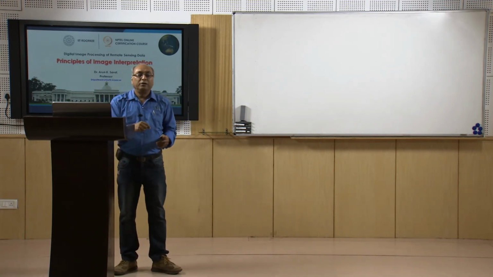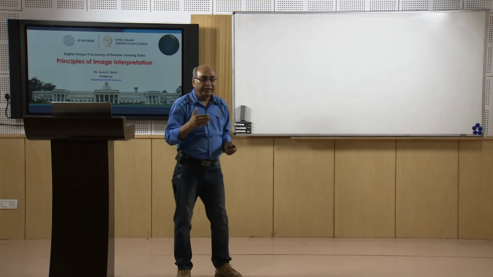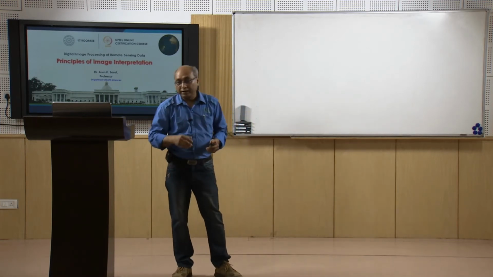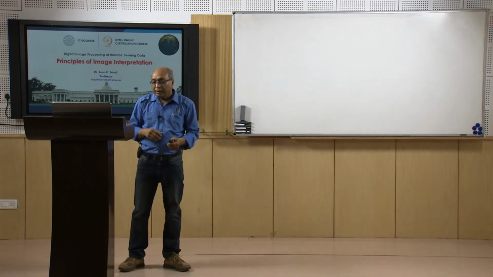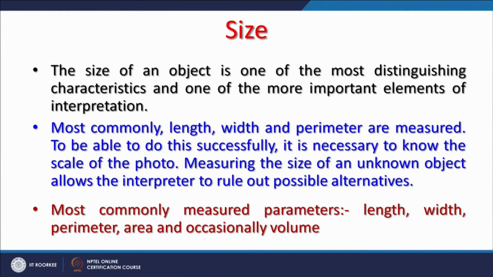On digital displays, one has to be a little careful when zooming in and zooming out, because the scale will change. The most commonly measured parameters, as mentioned earlier, are length, width, perimeter, area, and occasionally volume. Volume is a little difficult to measure, as you require third-dimensional information, but with the availability of the digital elevation model, this too has now become possible to measure.